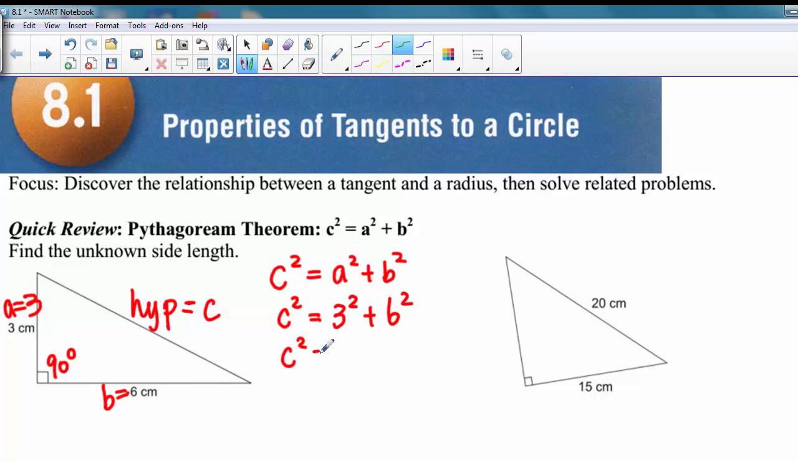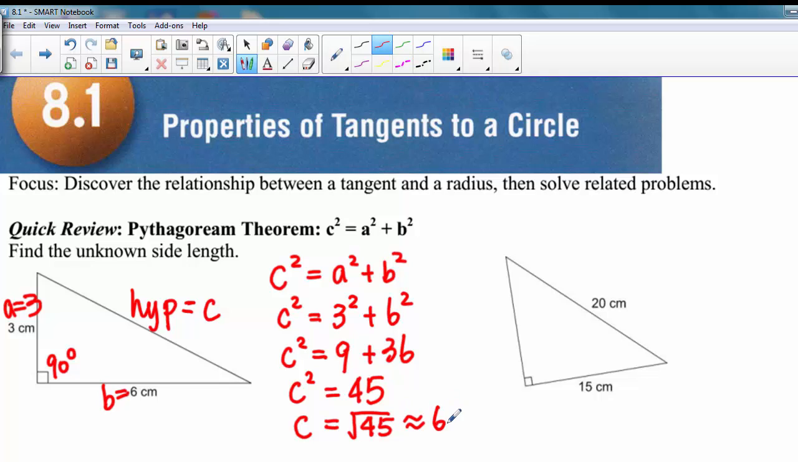6 squared. 3 squared equals 3 times 3. It's 9. 6 squared is 6 times 6. It's 36. Then C squared equals 9 plus 36. This one is 45. But we don't need a C squared. We want to look for C. C squared to C, we need to take the square root. You can use your calculator to find the square root of 45. It's around 6.71 units long. Let's look at the second case.